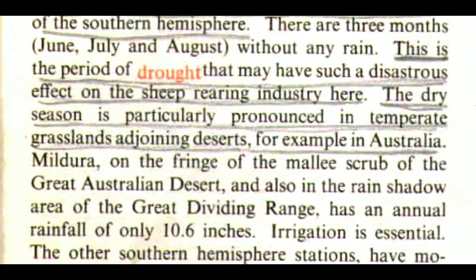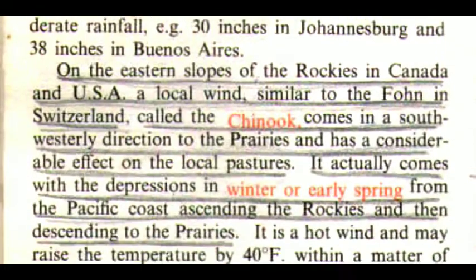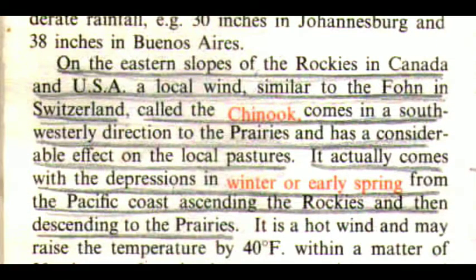The dry season is particularly pronounced in temperate grasslands adjoining deserts. For example, in Australia, Mildura, on the fringe of the Mallee scrub of the Great Australian Desert and also in the rain shadow area of the Great Dividing Range, has an annual rainfall of only 10.6 inches. Irrigation is essential. The other southern hemisphere stations have moderate rainfall, for example 30 inches in Johannesburg and 38 inches in Buenos Aires.